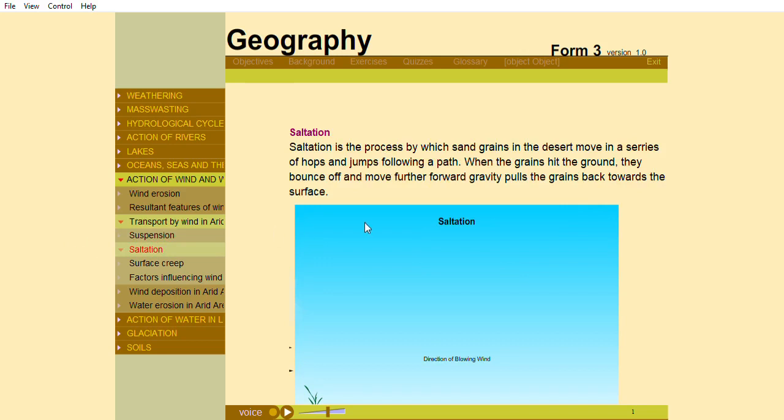Saltation. Saltation is the process by which sand grains in the desert move in a series of hops following a path. When the grains hit the ground, they rebound and move further forward. Gravity pulls the grains back towards the surface.